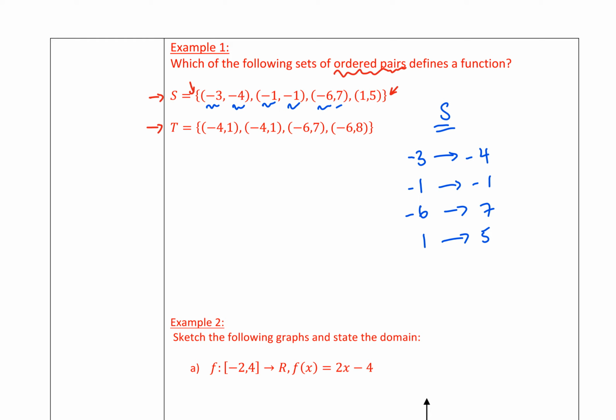Now if I look at T, it is such that negative 4 maps onto 1, that's our first coordinate, and that coordinate is repeated. Well, that's good. I'm not going to redraw that. I'm then told negative 6 maps onto 7, but also that negative 6 maps onto 8. And this is my problem. I can't sub in an x value or an input value and get multiple y values. So which of the following sets of ordered pairs defines a function? S defines a function and T does not.